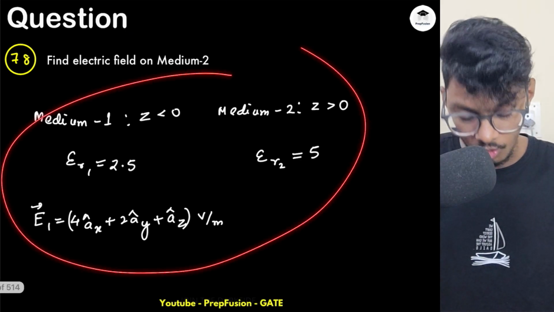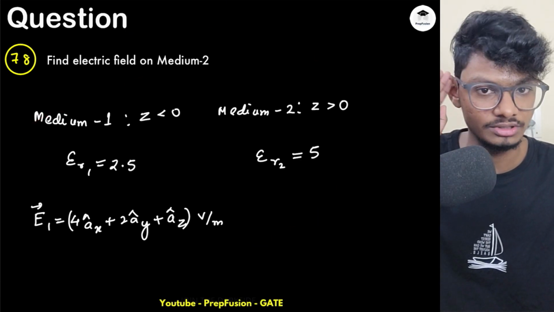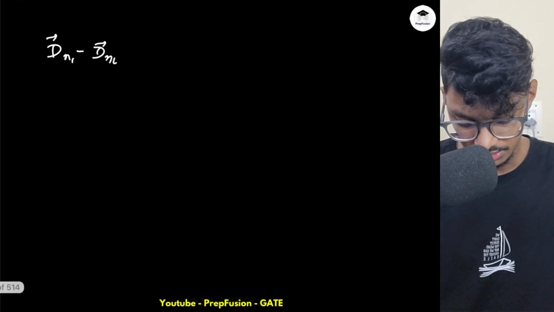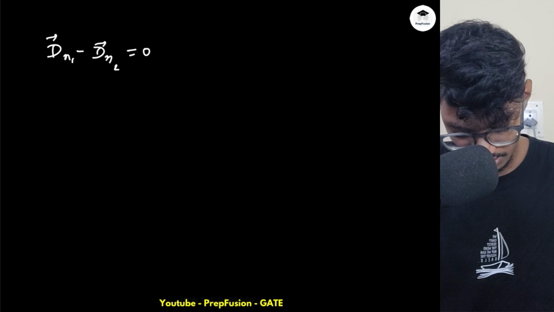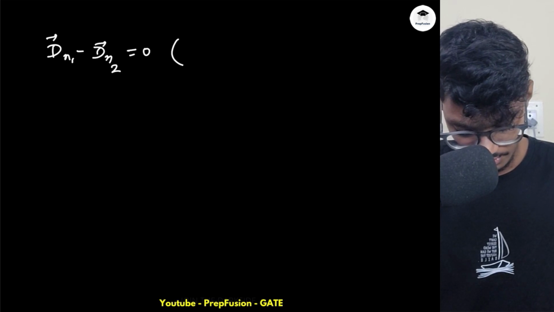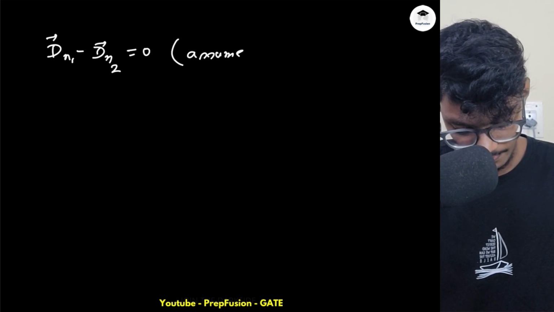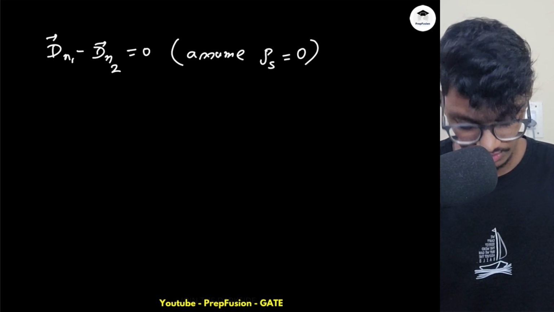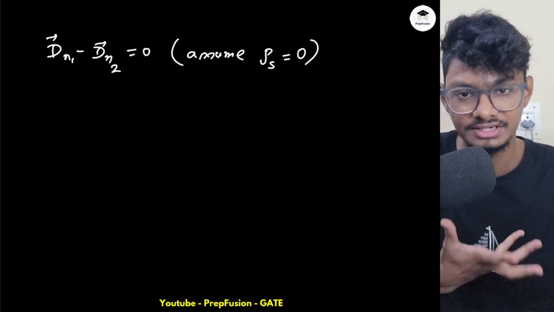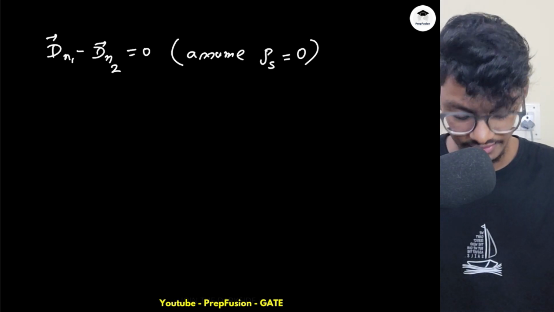Nothing has been told about the interfacing medium, so I will assume that it is a charge free region. Assume rho is 0 as nothing is mentioned. If something was mentioned, they would have definitely said if rho wasn't 0, right? So Dn1 equals Dn2.